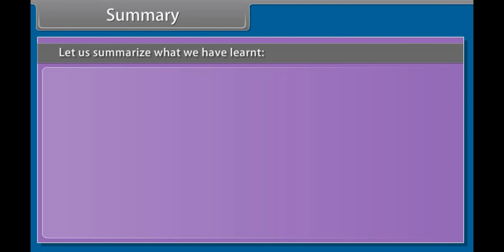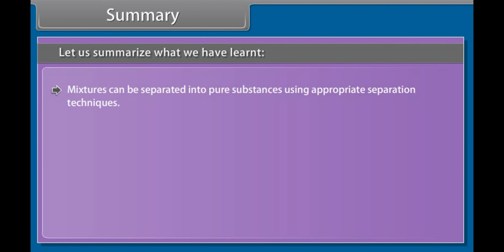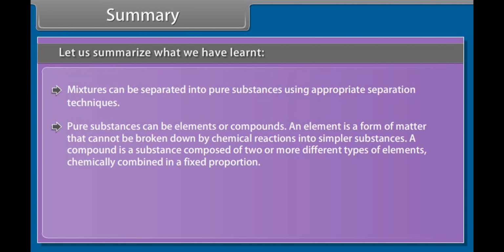Summary. Let us summarize what we have learned. Mixtures can be separated into pure substances using appropriate separation techniques. Pure substances can be elements or compounds. An element is a form of matter that cannot be broken down by chemical reactions into simpler substances. A compound is a substance composed of two or more different types of elements chemically combined in a fixed proportion.